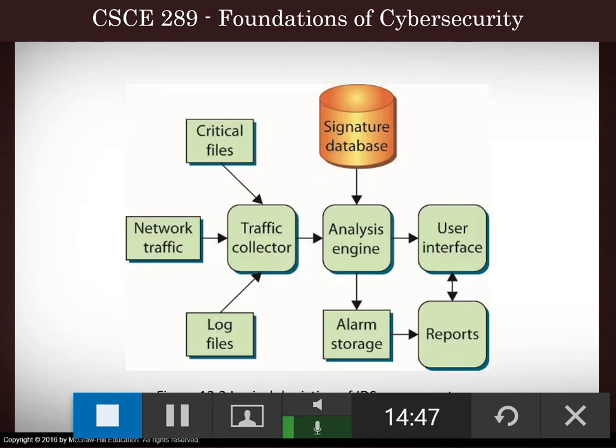Whether it's network or host-based, an IDS typically has these types of components. They're logical and software based, not physical components, and they vary slightly from vendor to vendor. But basically, you have a signature database, you have network traffic, and your network traffic is collected. You have log files coming in, you have critical files, and you take it to an analysis engine. Do you need to set an alarm? Do you need to do something on the user interface? How do you need to report?